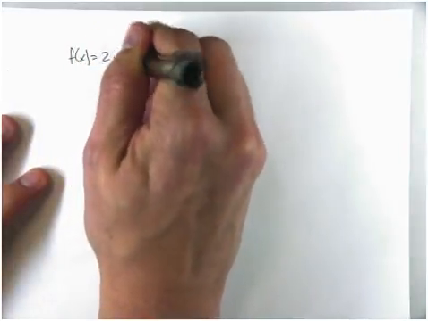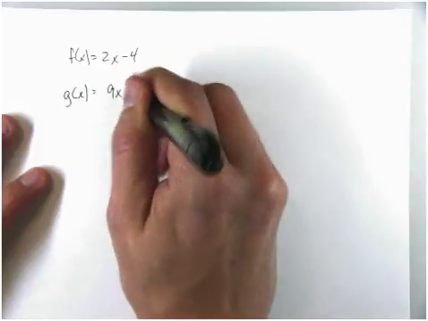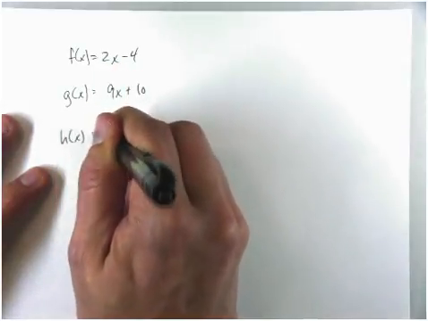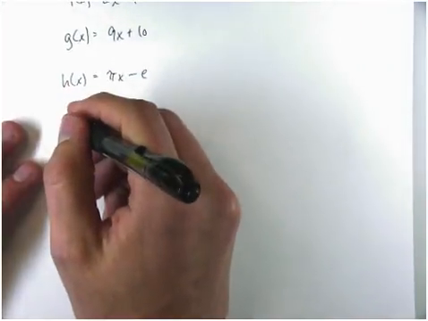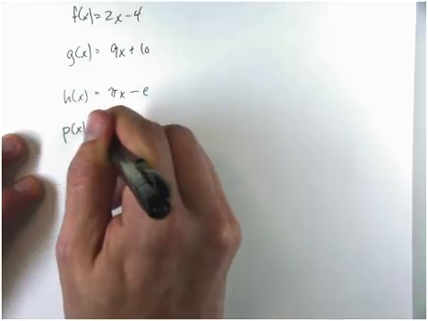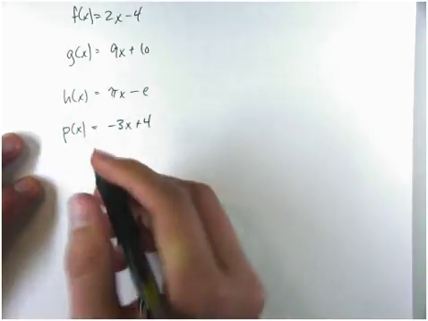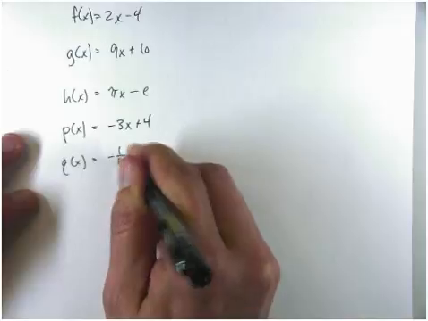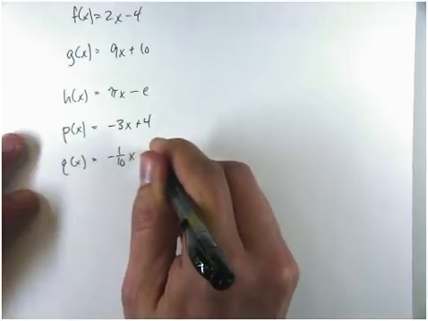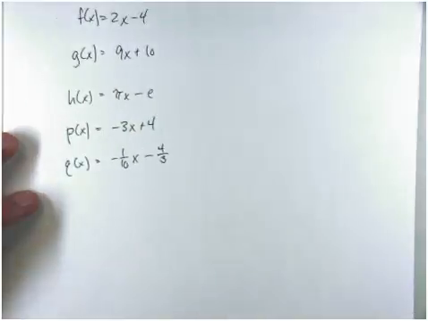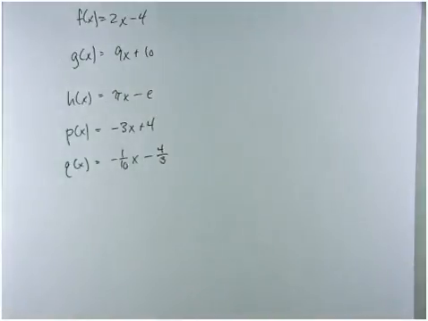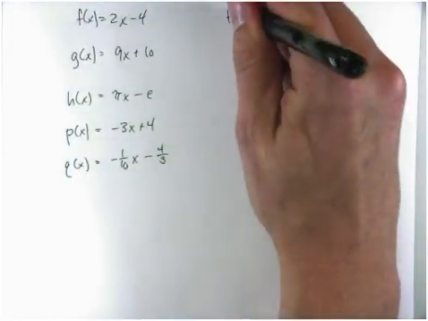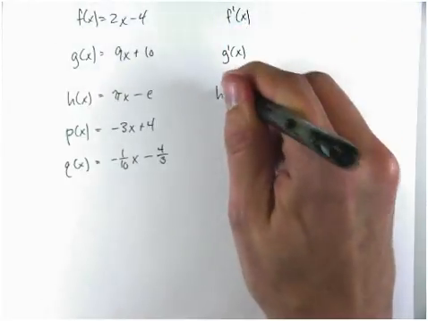f of x equals 2x minus 4. g of x equals 9x plus 10. h of x equals pi x minus e. p of x equals negative 3x plus 4. q of x equals negative 1/10 x minus 4/3. I don't know. Here are 5 examples: f, g, h, p, and q. And now, in a hurry, in a flash, let's find their derivatives.